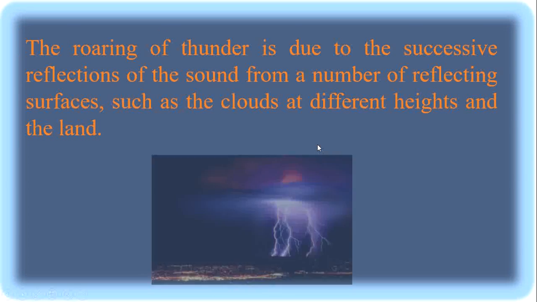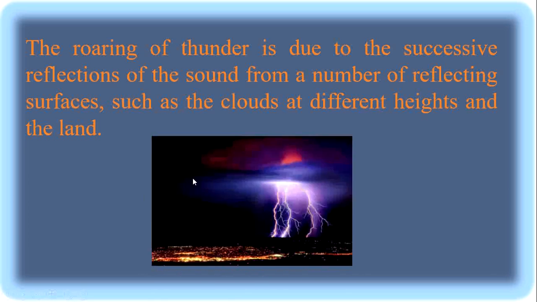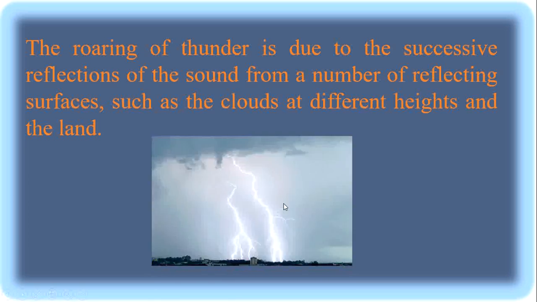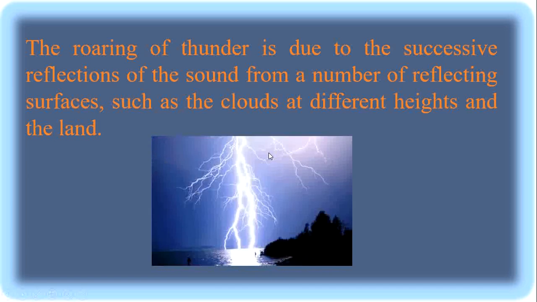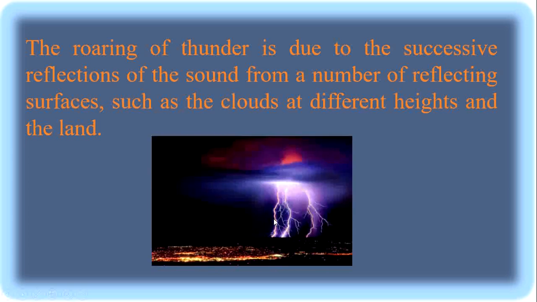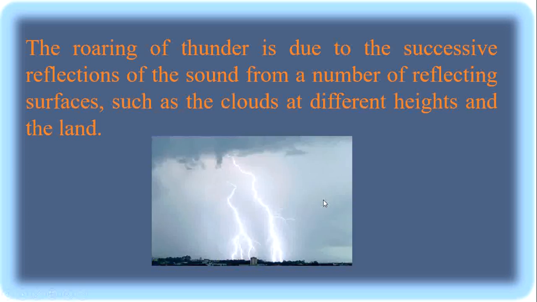The roaring of thunder is due to the successive reflections of the sound from a number of reflecting surfaces such as the clouds at different heights and land. That is, the reflections that take place between the cloud and the land are called the roaring of thunder. So here the successive or multiple reflections take place between the cloud and the land.